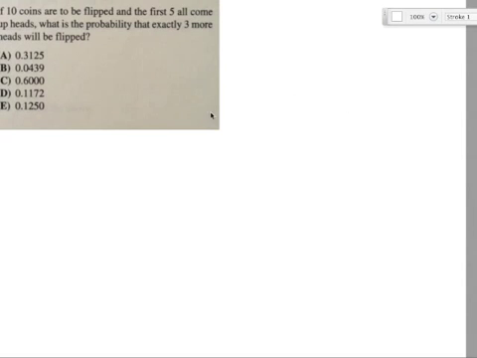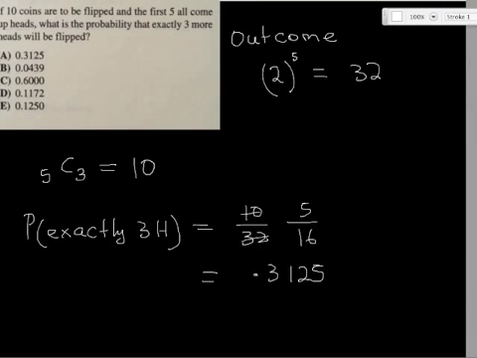Moving on to another one. Again, pause your video and try this problem on your own. Okay, the correct answer for this one is A.